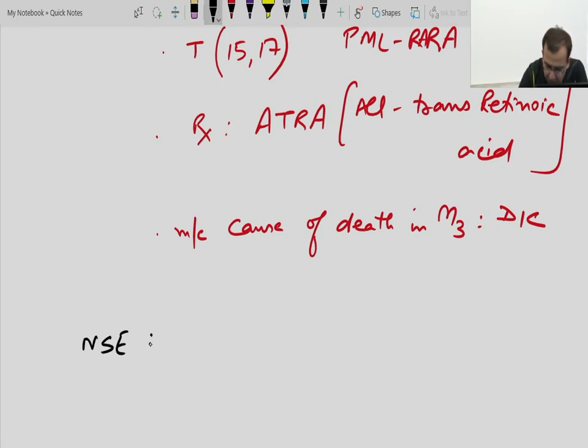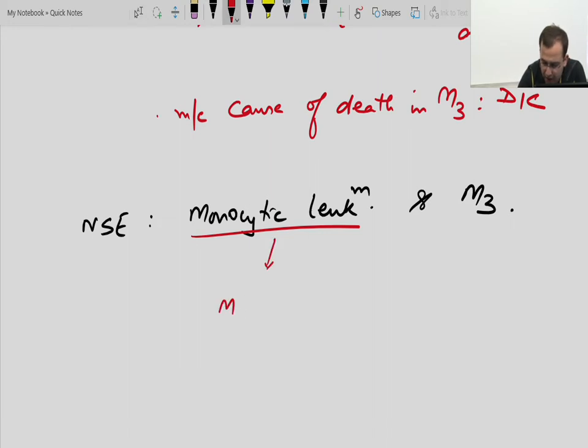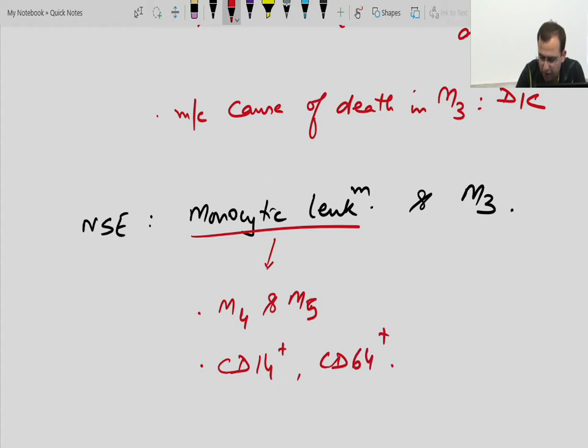Next, NSE, non-specific esterase, is positive in monocytic leukemias and M3. We have already seen this. We also know that monocytic leukemias are M4 and M5. Next point, how do we diagnose monocytic leukemias? Which CD markers? They are CD14 positive and CD64 positive.